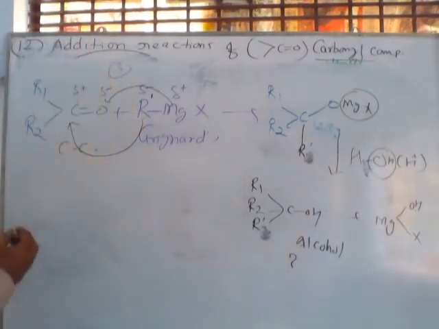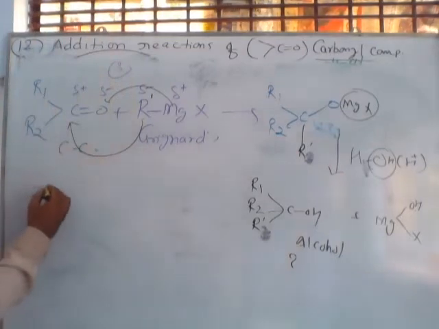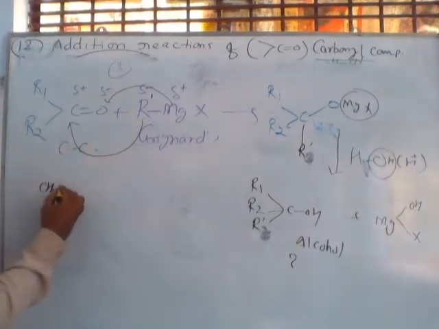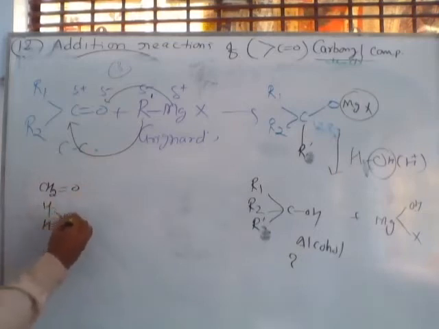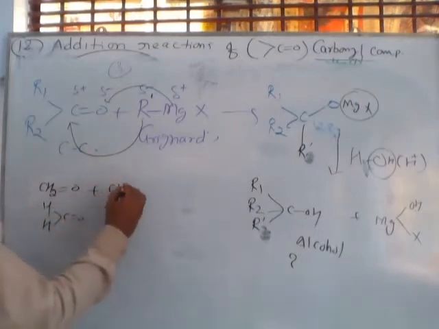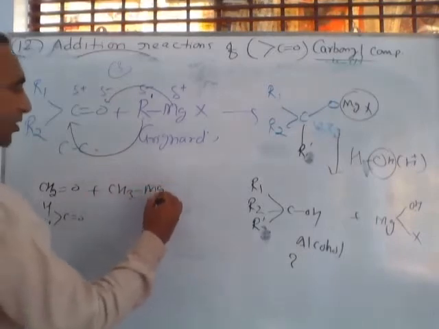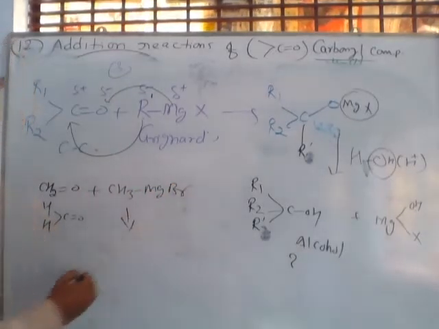So caution for you. This compound is called formaldehyde. You can write here H2C=O. This is formaldehyde, and this is methyl magnesium chloride. What will happen? Can you complete the reaction?